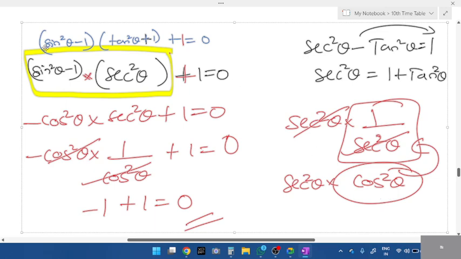Or simple, just try to convert sine square and tan square, students. Use the square relation and convert it. If you want to go according to logic, I have explained. Convert tan square, you get sec square. In order to reduce sec square theta, you have to convert sine square into cos square. They get cancelled. Minus 1 plus 1 is equal to 0.